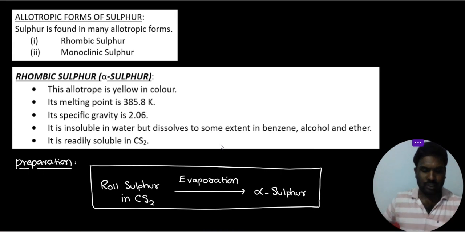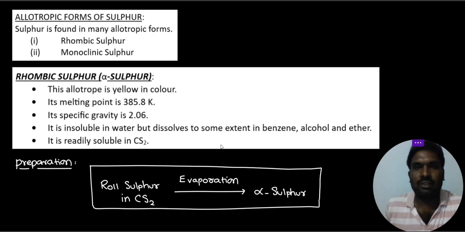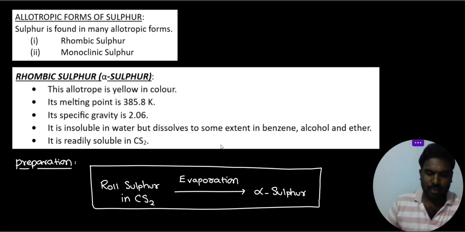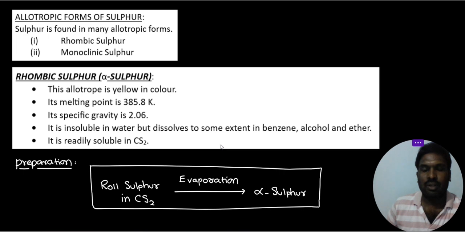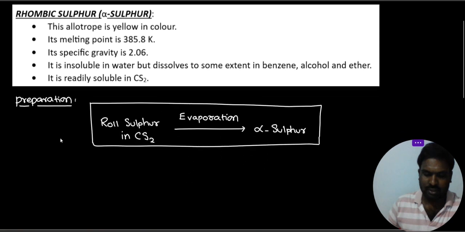Good evening, dear students. Now I want to discuss allotropic forms of sulfur. It is of two types: rhombic sulfur and monoclinic sulfur. Rhombic sulfur's other name is alpha sulfur; monoclinic sulfur's other name is beta sulfur. Now we will discuss rhombic sulfur, meaning alpha sulfur.